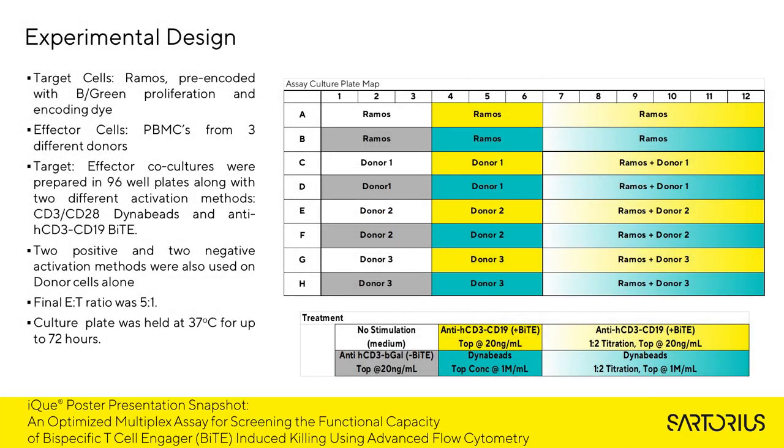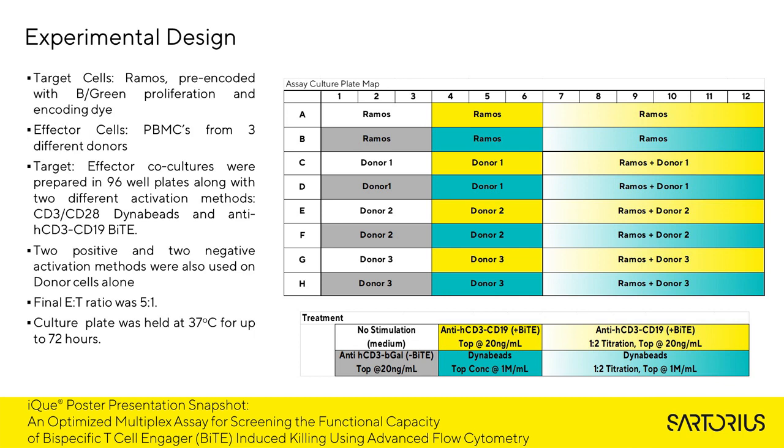Shown here is the experimental design used to demonstrate T-cell mediated killing. Briefly, Ramos cells, pre-encoded with blue-green encoding dye, were co-cultured with PBMCs from 3 different donors, and the PBMCs were activated by either an anti-CD3/CD19 positive BiTE or CD3/CD28 Dynabeads. Both the positive BiTE and Dynabeads were prepared at 6 different concentrations, including a 0 activation of media only, which demonstrates a dose response to the activation.